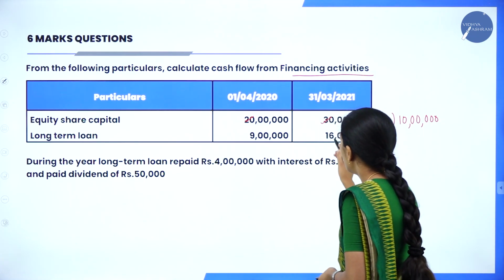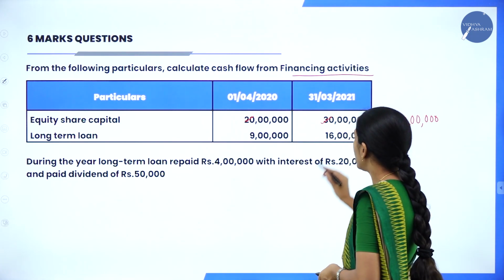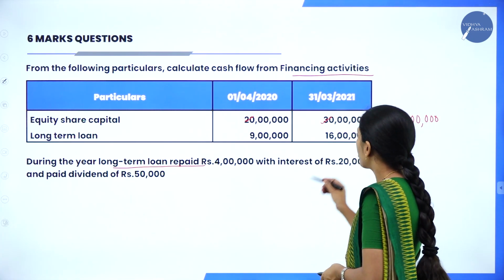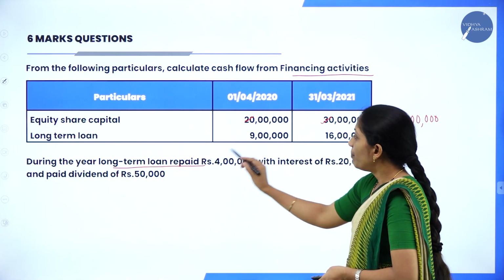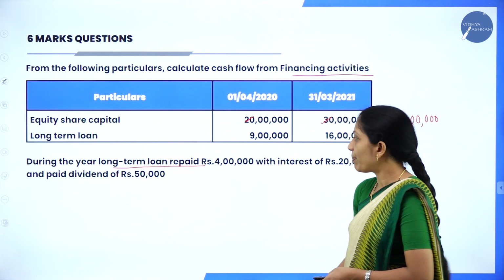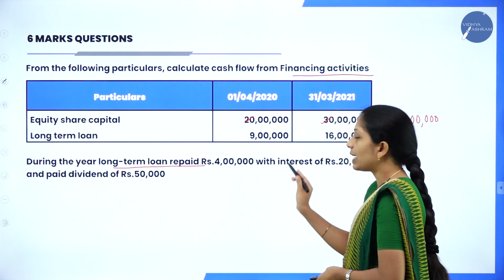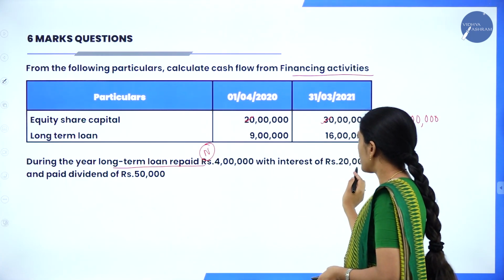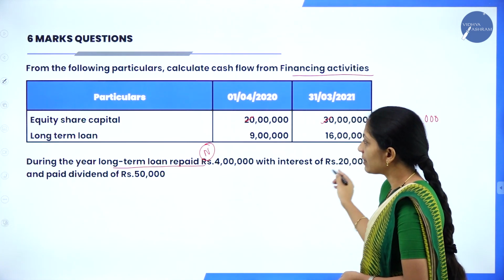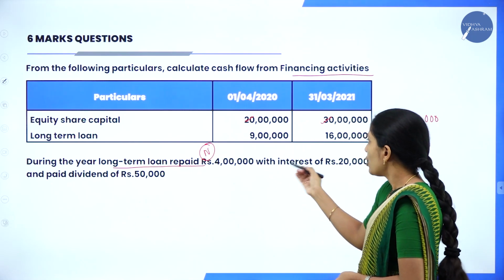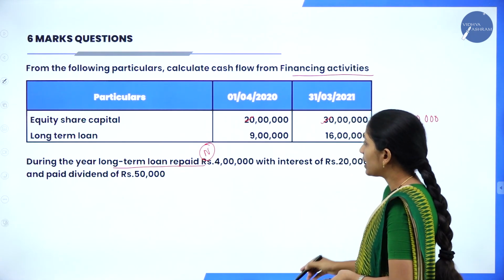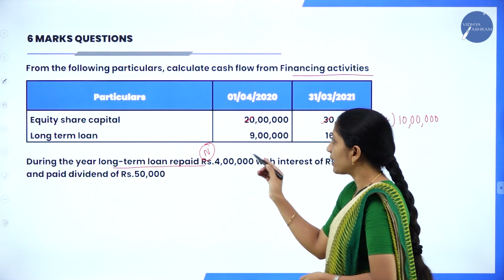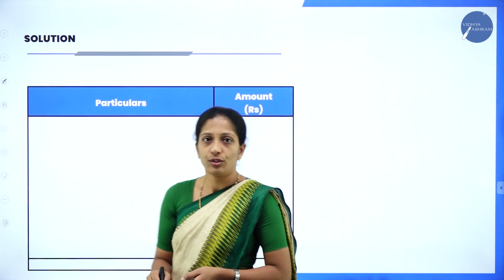Next, long-term loan. Earlier it was 9 lakh in 2020 and in 2021 it is 16 lakh. But for this long-term loan repaid, how do you take it? Closing long-term loan plus long-term loan repaid 4 lakh minus opening. Then you will get the exact amount, for which we have to prepare a note here. They have given interest, so we have to add the interest. With interest they have paid 20,000 and paid dividend 15,000. So, both have to be deducted. Okay, so we shall calculate the note first.